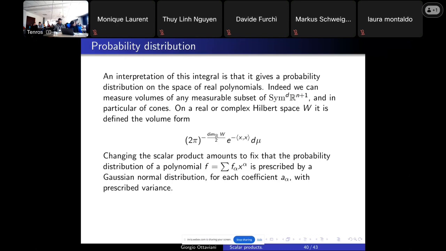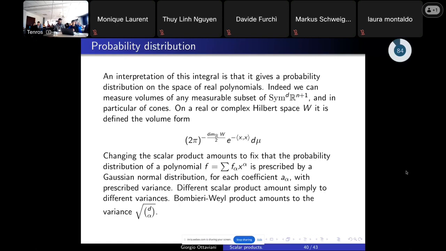So what happens is that at the end, if you compute the volume according to this, each f alpha comes to have a Gaussian normal distribution, sorry, here f alpha is a typo. But then you have to put these Gaussians all together. So these Gaussians have a variance. And let me show a beautiful story. The Bombieri-Weil amounts to this variance.